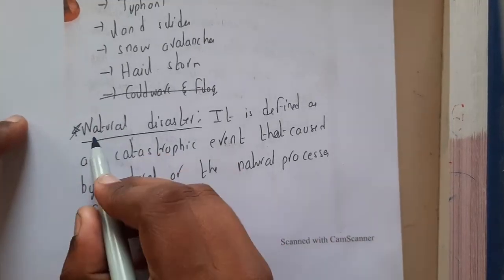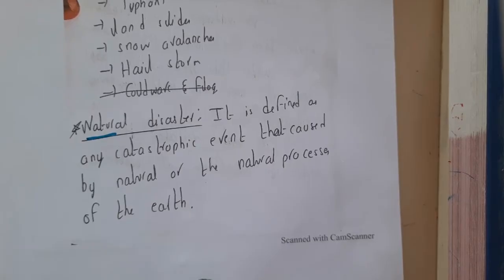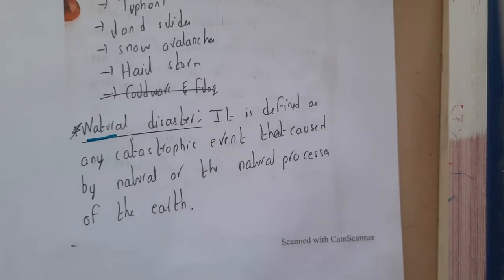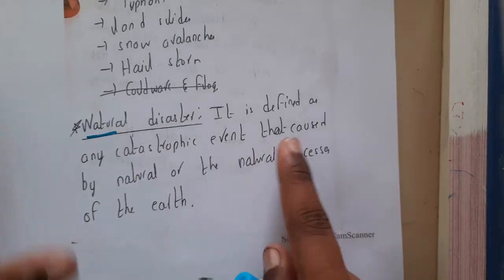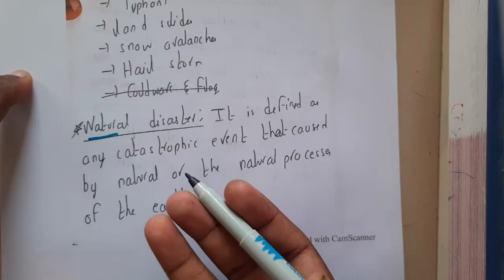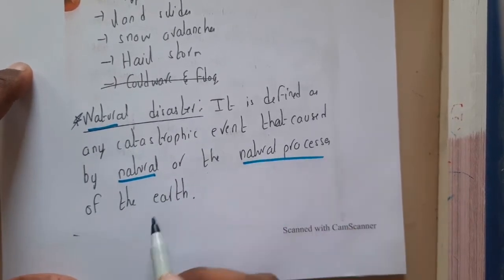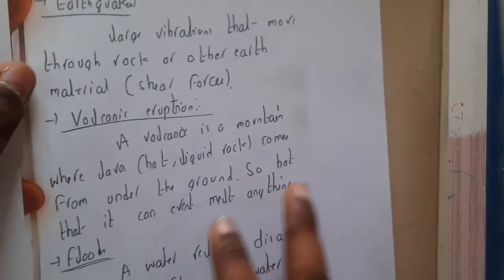Natural disaster, from the name only you can say, is caused by nature directly. These disasters are not man-made. They could be an indirect result of man-made causes, but they occur due to natural effects only. It is defined as a catastrophic event caused by nature or the natural processes of the earth. Now let us go through some examples of natural disasters.